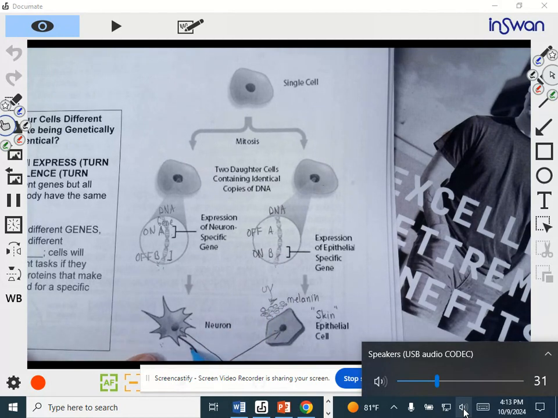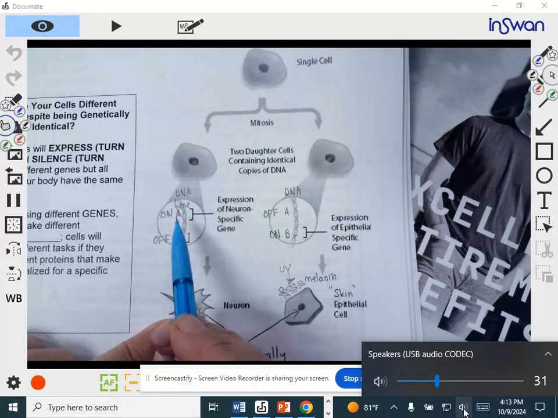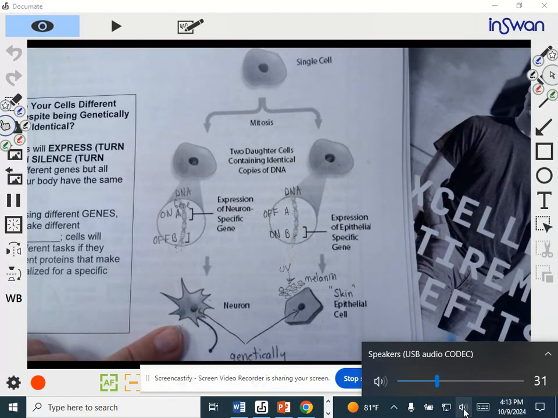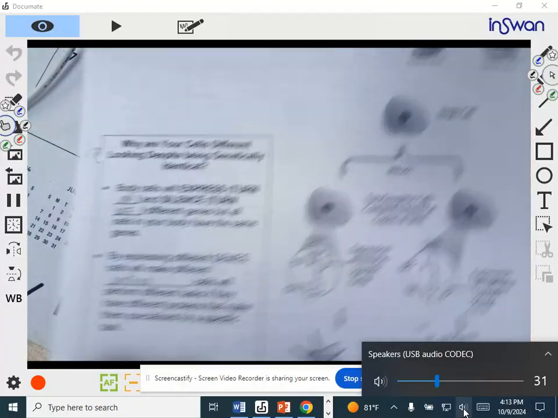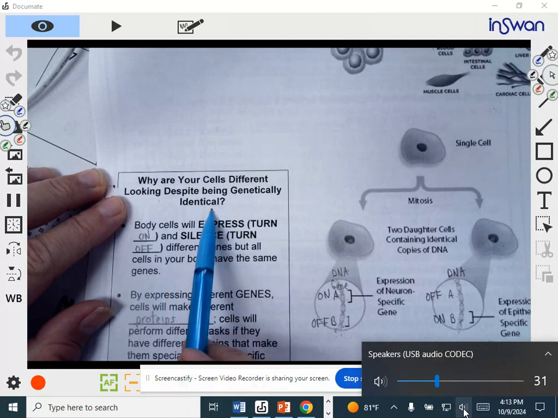A nerve cell never needs to make melanin. It's not at the surface of your skin. There's not a bunch of these nerve cells that can produce melanin and protect your skin from UV rays. So it doesn't need to turn on that gene because that's not the job of a neuron. So it's going to keep that gene off, but it is going to turn on a different gene and make different proteins. That is going to allow it to detect a stimulus and send a message to other parts of the body, okay? So your cells are genetically identical.